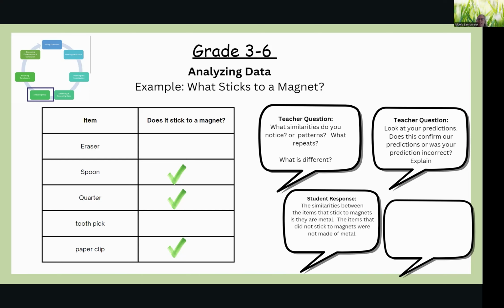And then a question could be, well, let's look at our predictions. Does this confirm, our prediction was correct, or refute, was it incorrect? And then the student, because they have so much background knowledge with this, says, well, my prediction was correct because I played with magnets on the fridge and I've seen that they stick to things that are metal. Okay, so that's analysis. Well, now what's interpretation?